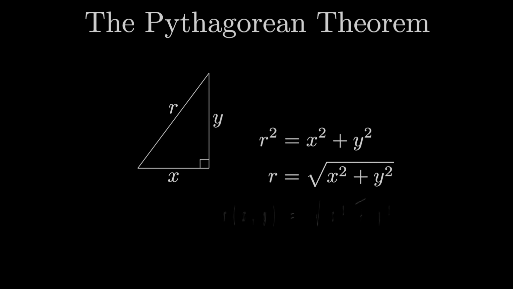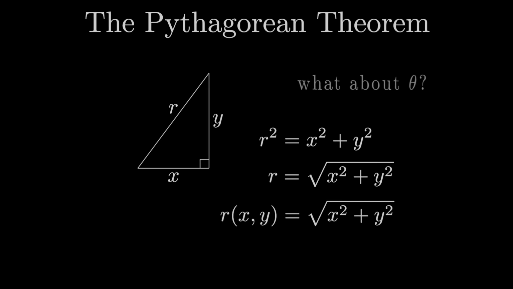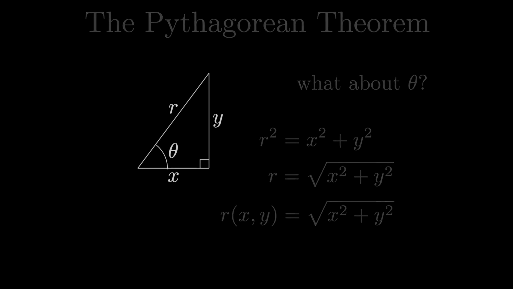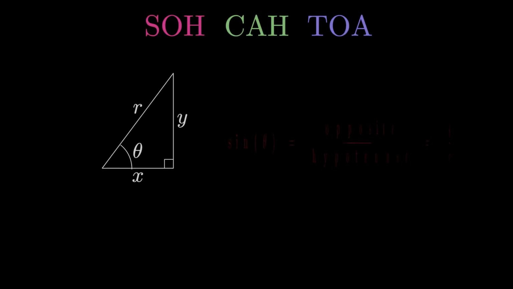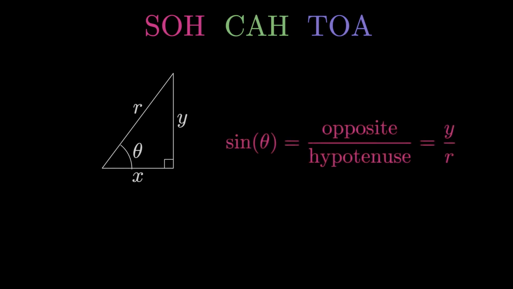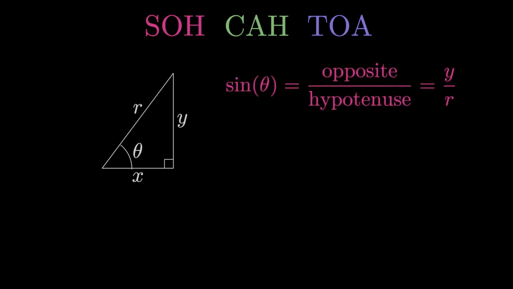So now, given x and y, we can find r, but what about theta? Given x and y, we ought to be able to find theta too, right? Let's go back to the right triangle. What do we know about how angles in right triangles work? We have the trigonometric functions. Defined cleanly enough, we have sine of theta is equal to the opposite side over the hypotenuse, or y over r in this case.